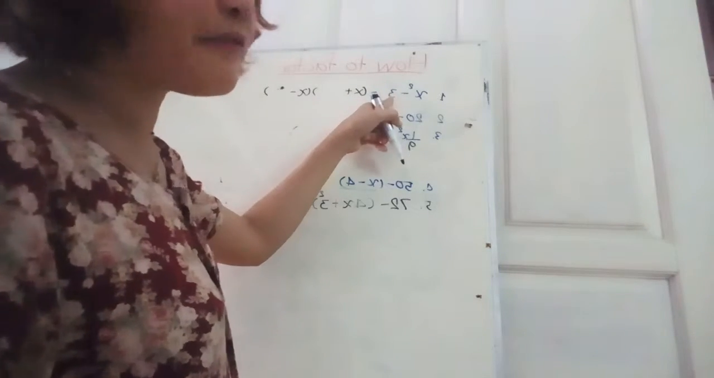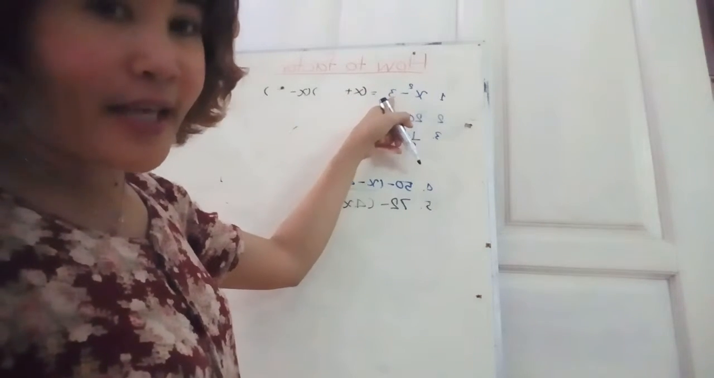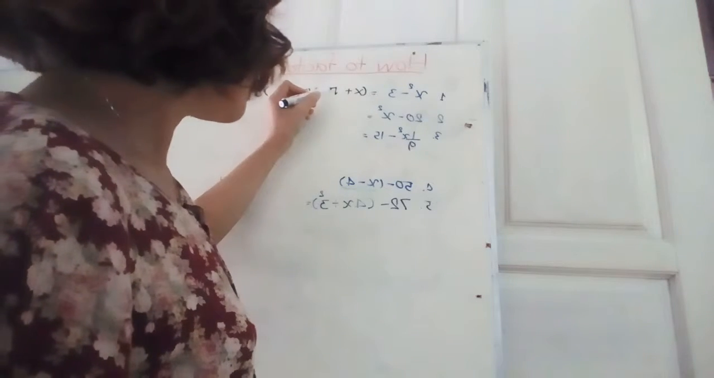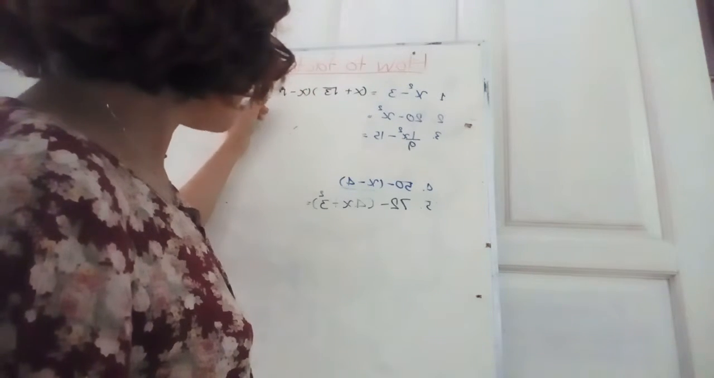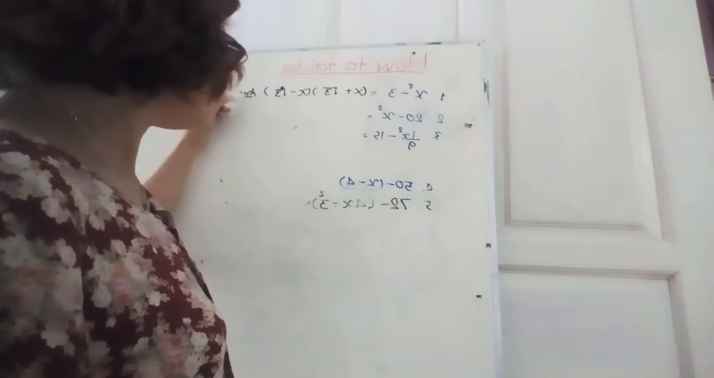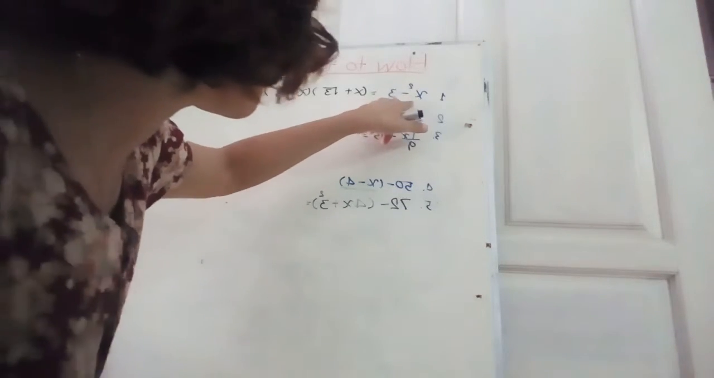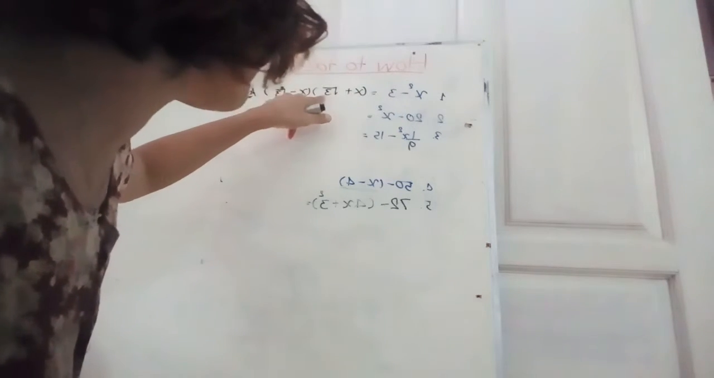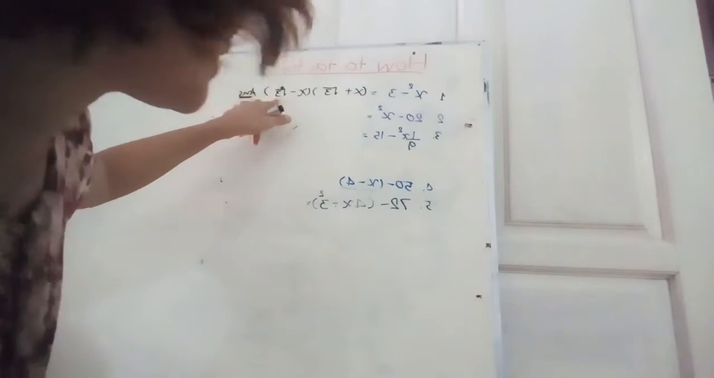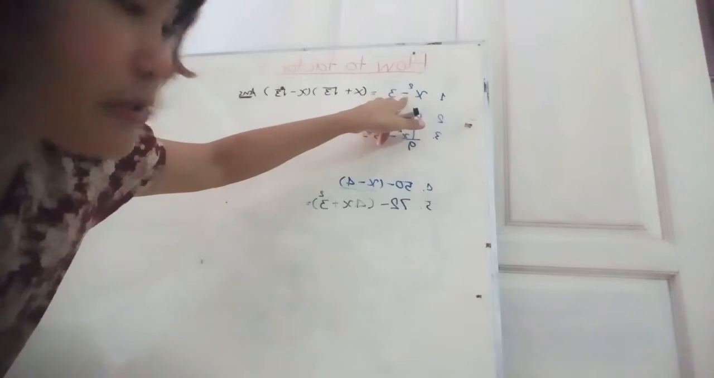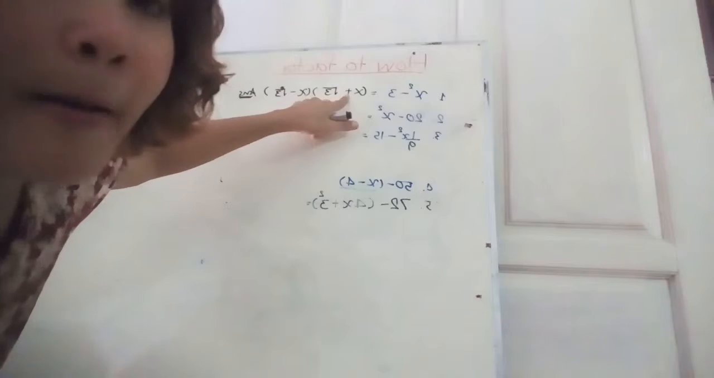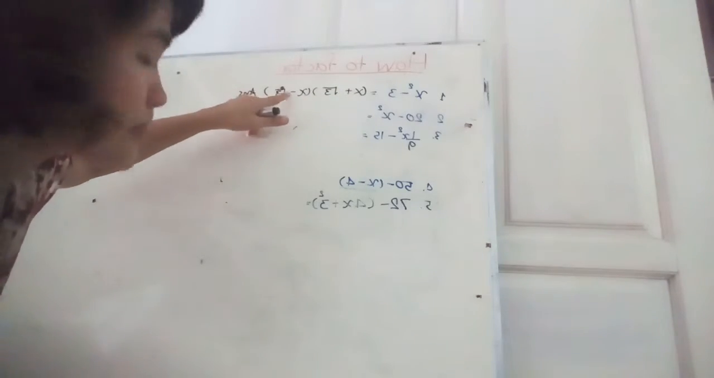And then 3: you can't find any GCF, so you just put the square root of 3 here and the square root of 3 here. Answer: x, the square root of 3, and the square root of 3 over here. And remember that if you have the negative, you have to put positive first and then negative later.